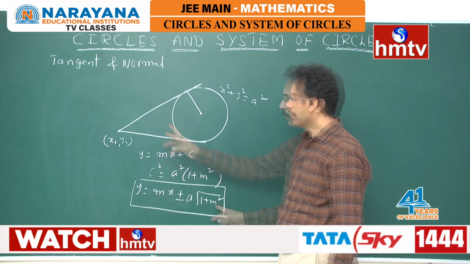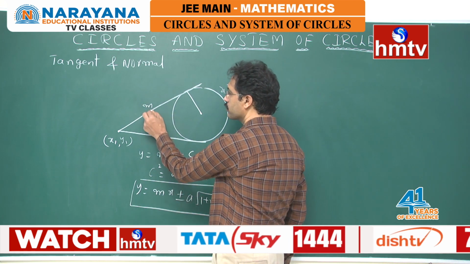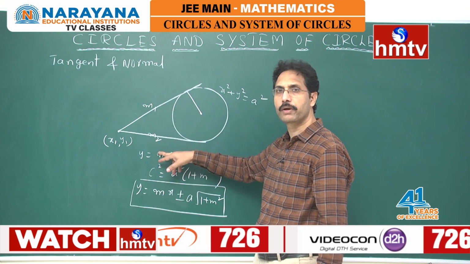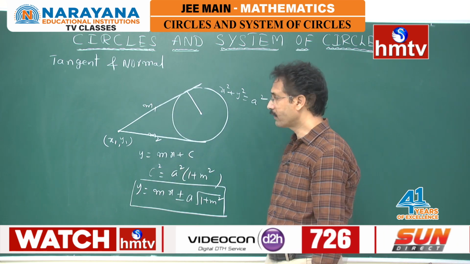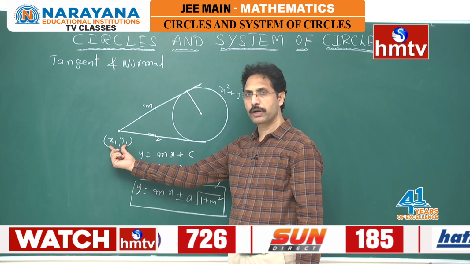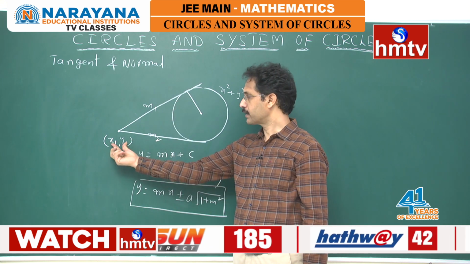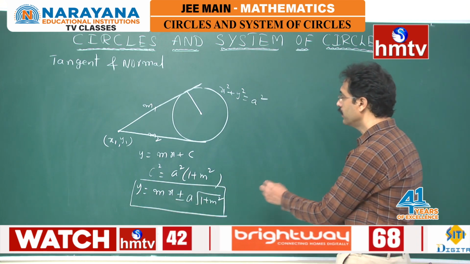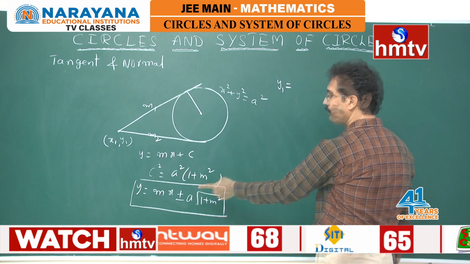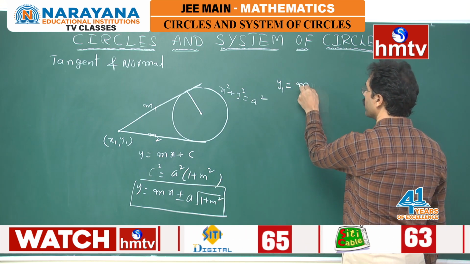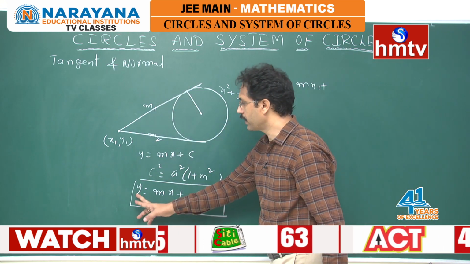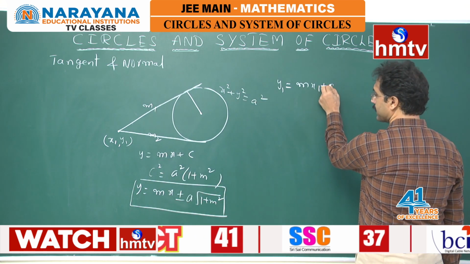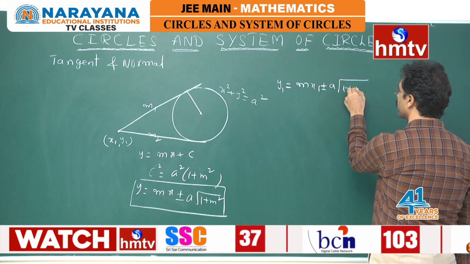Now suppose m1 and m2 are the slopes of these two lines, then what would be m1 plus m2, what would be m1 into m2, if you want to find those things. Here see, tangents are drawn from x1, y1 to the circle, so this x1, y1 must satisfy this. If I substitute x1, y1 over here, one of the tangents I am taking passing through x1, y1 in this format, y1 is equal to mx1 plus or minus a under root 1 plus m square.